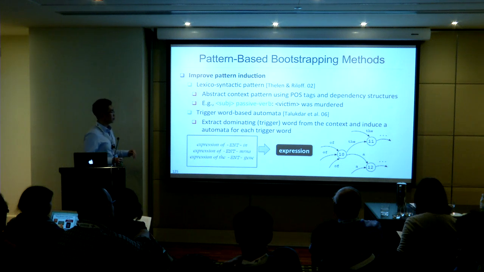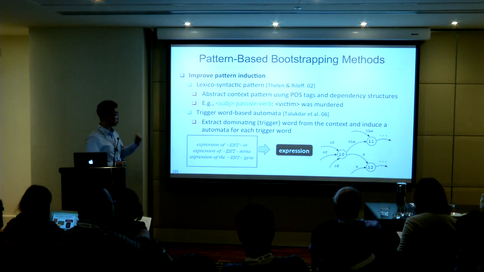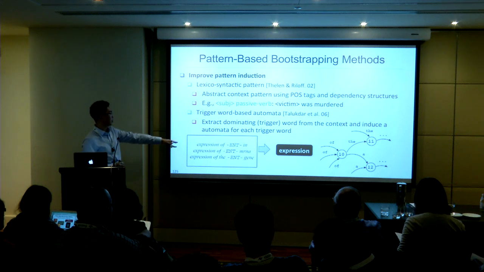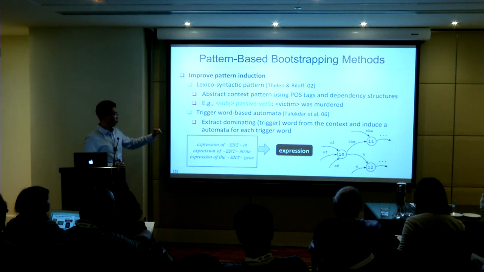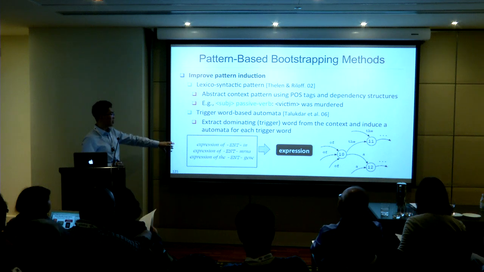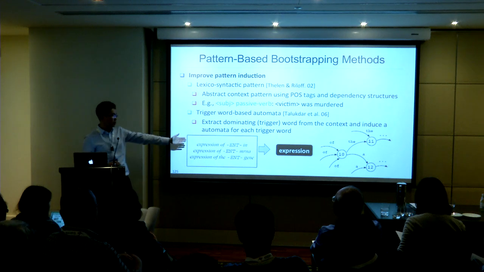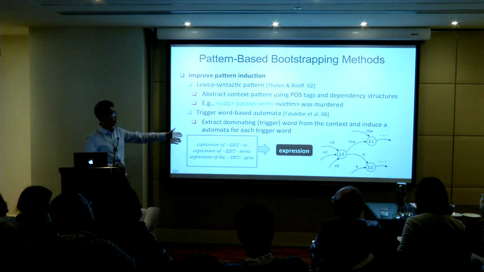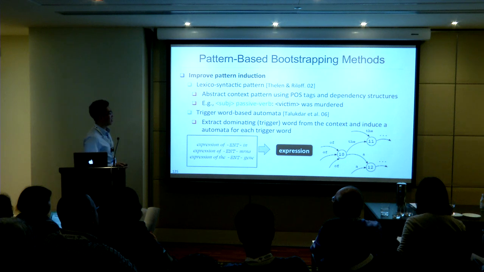There are also trigger word-based methods, which are pretty interesting, I think. If you have a lot of context patterns like "expression of something in" or "expression of something mRNA", I don't know what it is, maybe a kind of medical term, an expression of another entity, a gene. So you have a lot of context patterns starting with the same word. If "expression" is the dominant word, or what we call the trigger word in this case, can we summarize this bunch of context patterns starting with the trigger word "expression" into an automaton? Then all you need to do is take this automaton back to the corpus to match the instances. It's a pretty data-driven way, and I like it a lot.